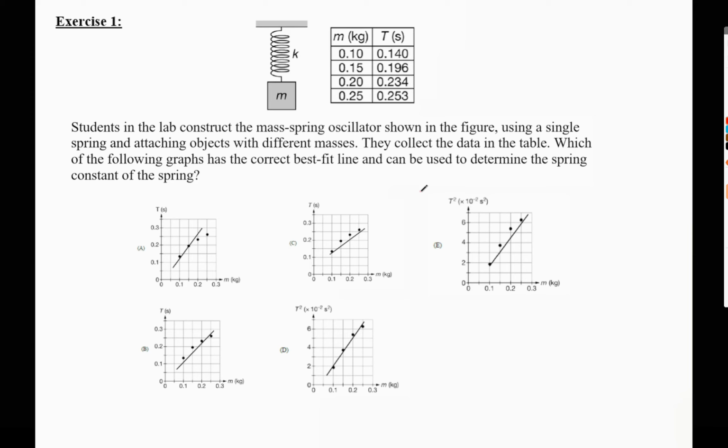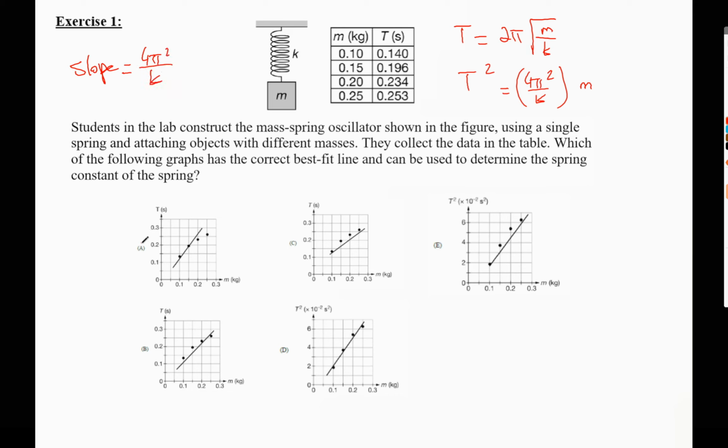of the spring? If you consider the shape of the curve, we're talking about a straight line, which is linear, so we're talking about linearization. The period of a vertical or horizontal oscillator is given by 2π√(m/k). If we do the linearization, we're interested in plotting T² as a function of m. That would be 4π²/k multiplied by m, and the slope in this case is given by 4π²/k.